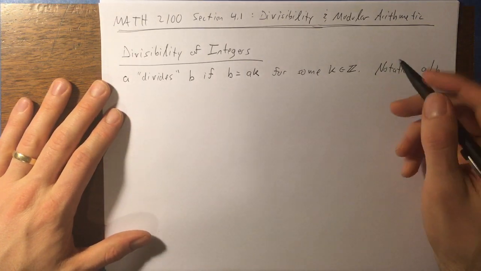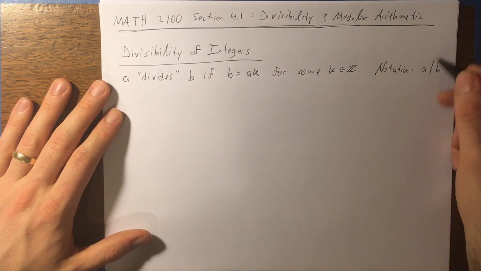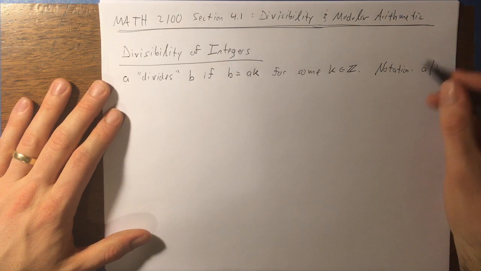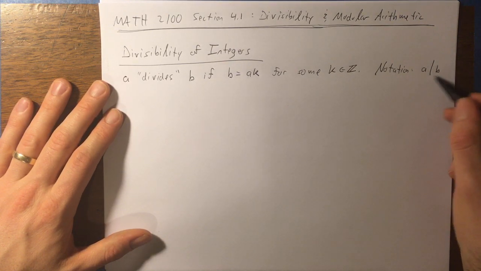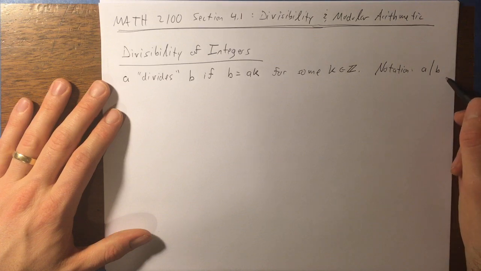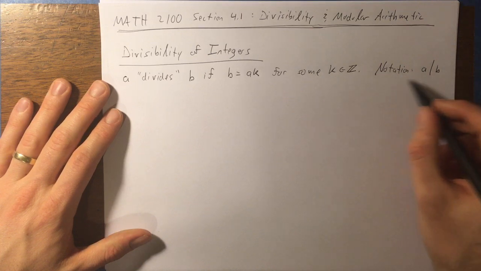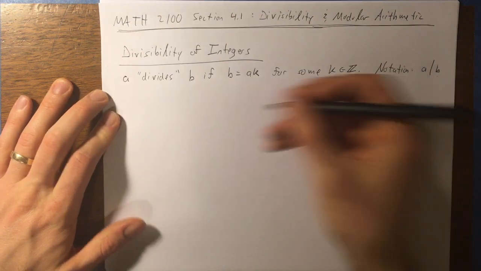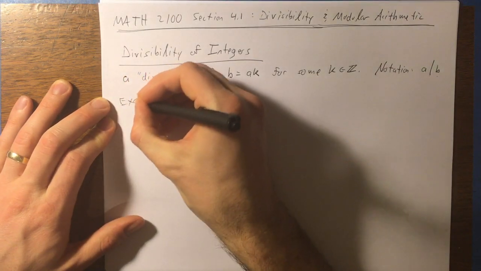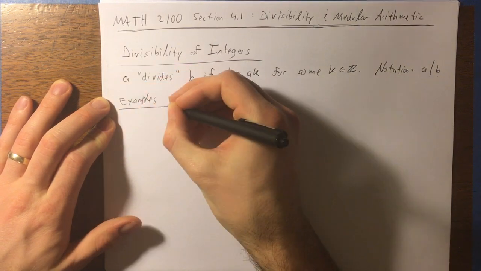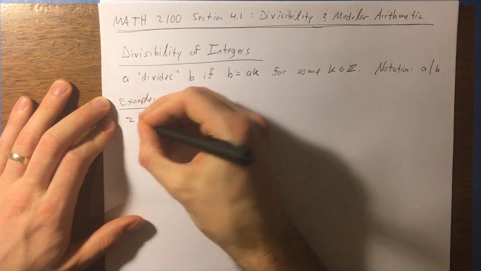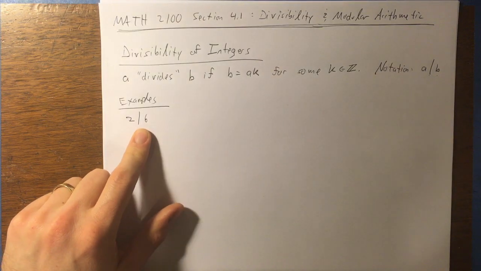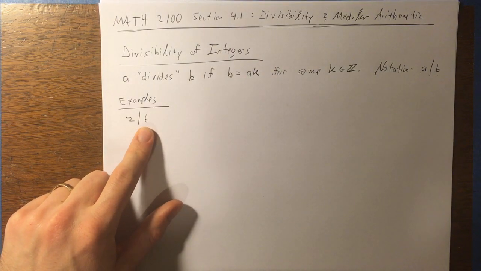And the notation that we use for that is this vertical line. This character here is called a pipe. It's used for a lot of different things. In programming, sometimes this means or, I believe, but we use it in this context to mean a divides b. So let's look at a couple of examples. So 2 divides 6. This is true because 6 is a multiple of 2.